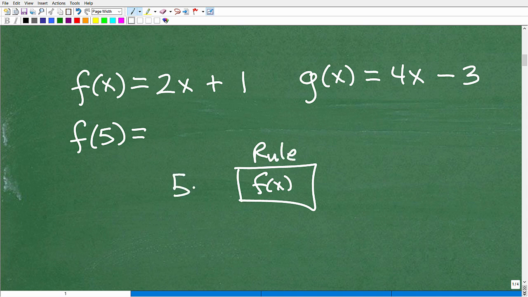I'm going to plug a 5 into my little machine, and something's going to pop out the other end, right? That's kind of what I want to do. Now, what's going to pop out? Well, this part here is the rule, okay?